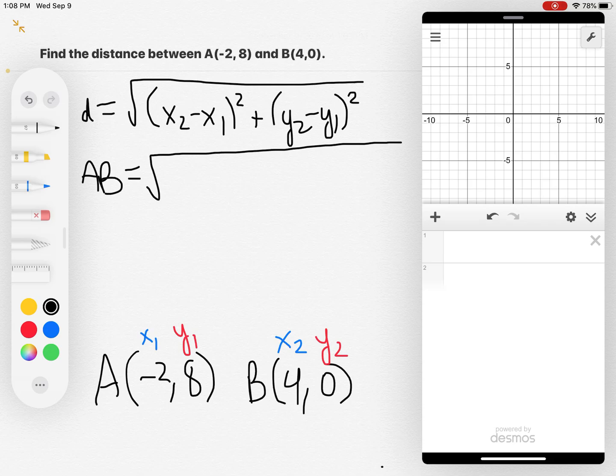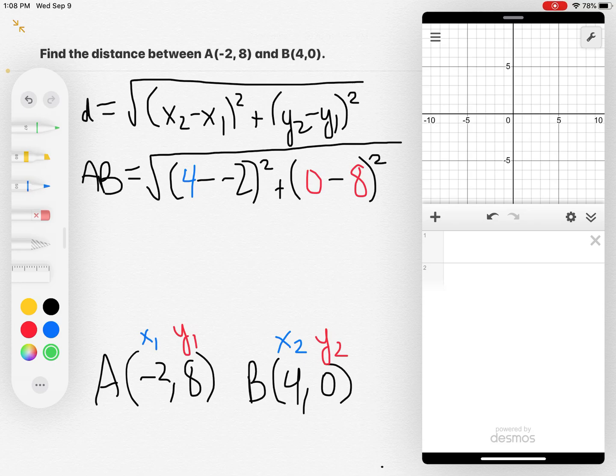So start by writing out your formula. AB equals big square root. Inside our first parentheses, we have x2, which is 4, minus x1, which is -2, all squared, plus sign in between your parentheses. Next set of parentheses, y2 is 0, minus y1 is 8, parentheses squared on the outside.